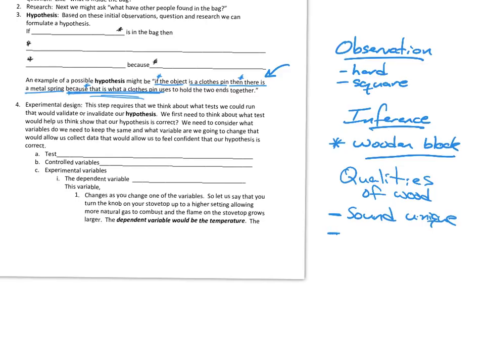What else? Its density. Well, density is not going to be hard or soft. Its density is going to allow most of it to float. Do you agree? Wood floats? No. Wood doesn't float? It does. It depends. What do we make boats out of?